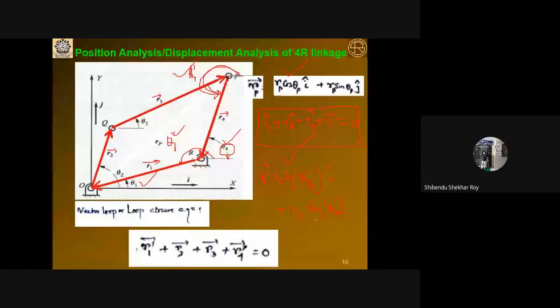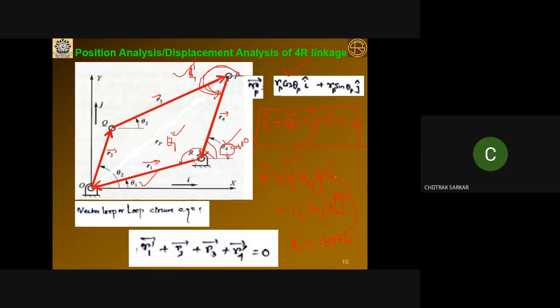Now suppose in a given problem, this angle is given, not this angle. Let us say this angle is given as 60 degrees. In the problem statement, this particular angle is given as 60 degrees. Then what will you write? What will be theta 4 bar now? 180 plus 60. That you put here. Forget about other things.